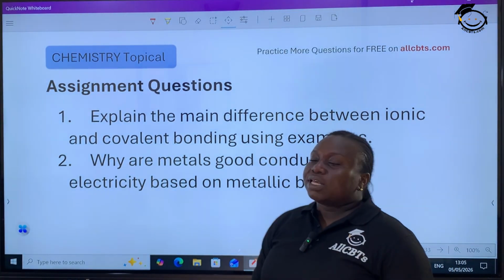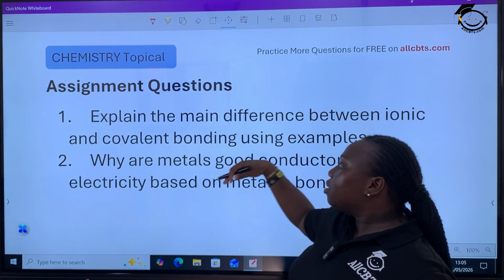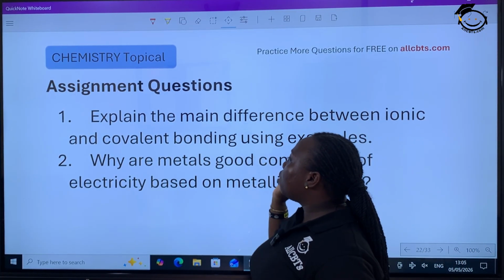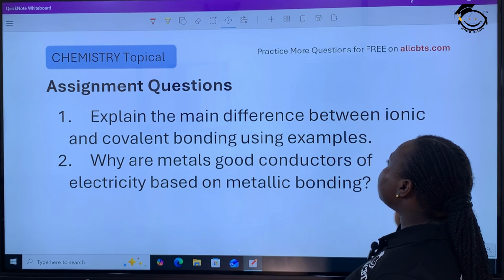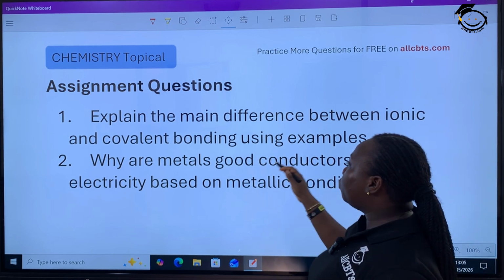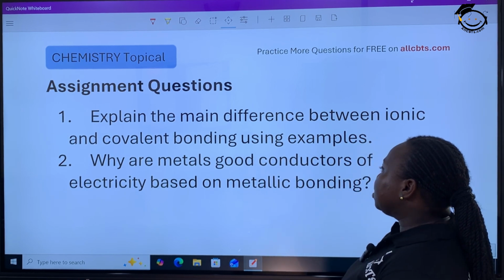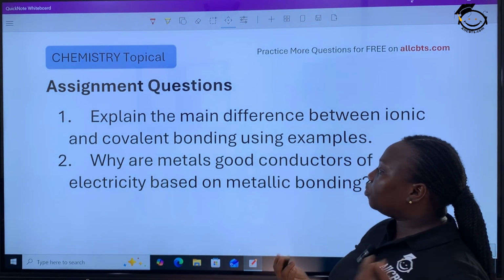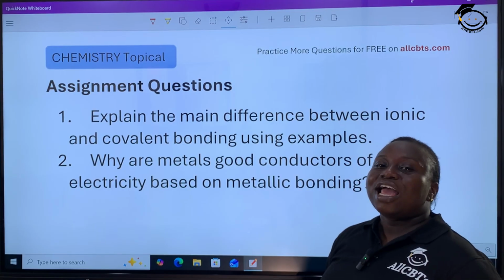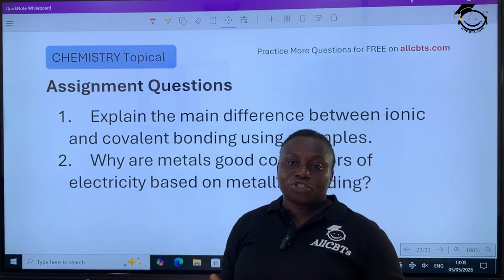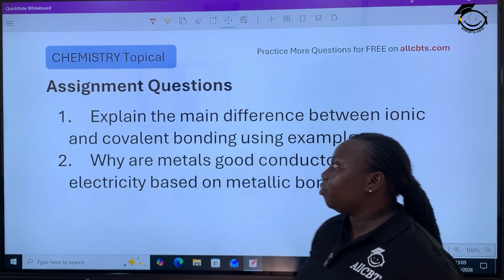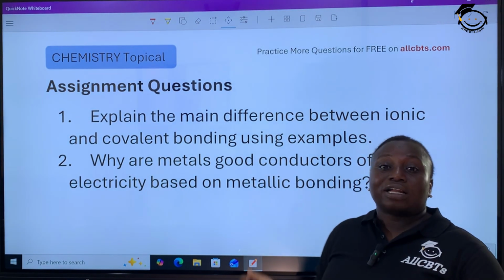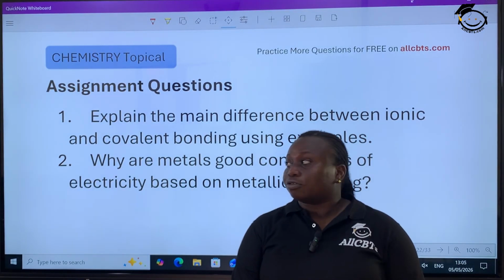Now your assignment. Number 1, explain the main difference between ionic and covalent bonding using examples. So using examples, you're going to explain what ionic bonding is and what covalent bonding is. If you did not mention some things, for example types of covalent bonding or types of ionic bonding, you can now drop them in the comment section.